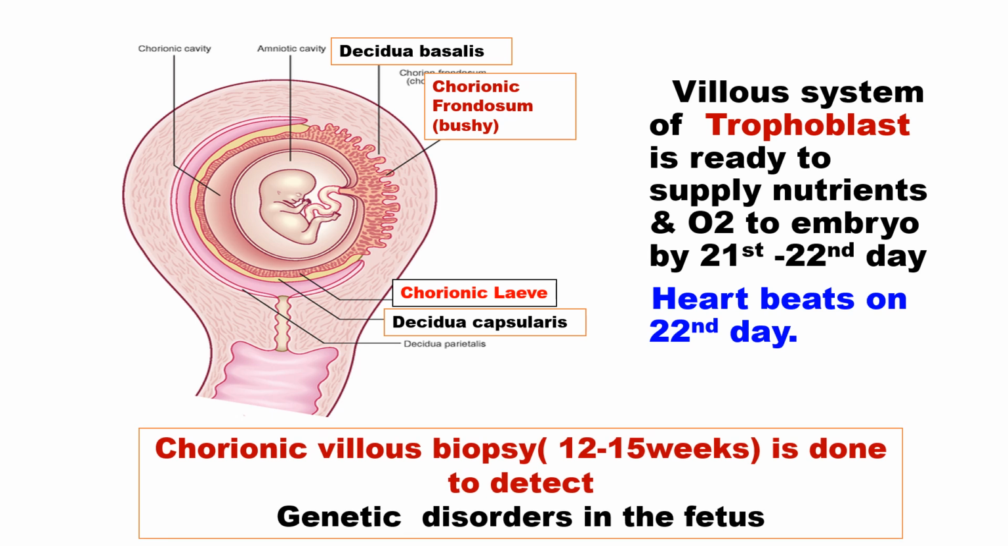Chorionic villus biopsy is usually done around the 12th to 15th week to detect any genetic disorders in the fetus. It is done under the guidance of ultrasound.